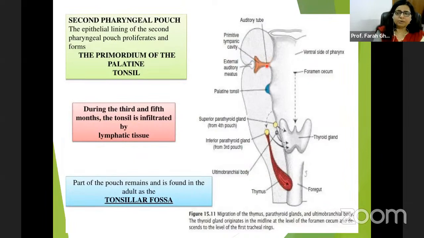Then coming to the second pouch. The second pharyngeal pouch is basically the primordium of the palatine tonsil. During the third and fifth month, the tonsil gets infiltrated by lymphatic tissue, that is T and B lymphocytes. They are coming from the bone marrow and getting infiltrated into the mesodermal origin of the tonsil. So basically, the palatine tonsil is formed from the second endodermal pouch.